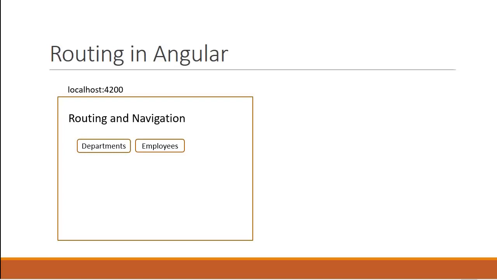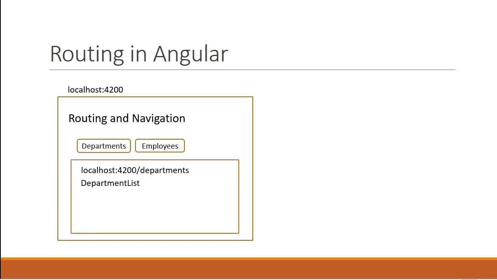If we navigate to the URL localhost:4200/departments, or click on the departments button, we display a list of departments. If we navigate to the URL localhost:4200/employees, or click on the employees button, we display a list of employees. So based on the URL or which button the user clicks, we navigate to the appropriate view.